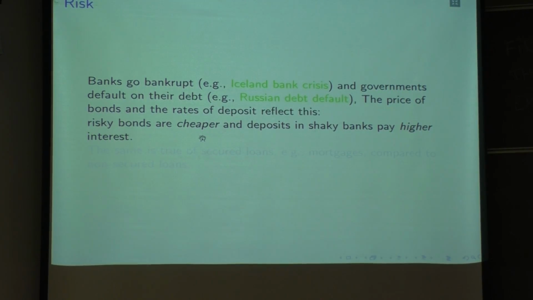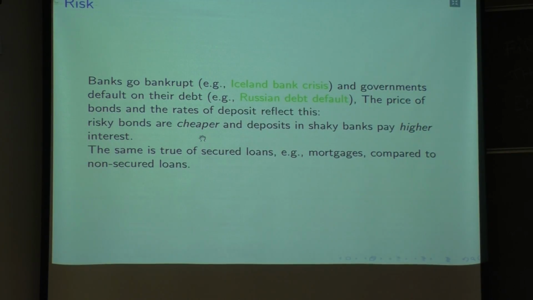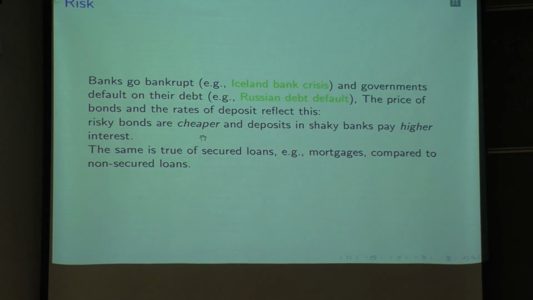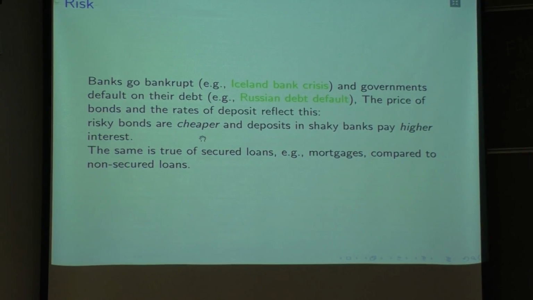And you can also see the effect of risk on prices of bonds and on interest rates when you compare secured loans to not secured loans. So what is a secured loan? You get a loan for buying a house. If you don't repay your loan, someone comes and takes your house. So the amount of money that the lender is going to lose is limited because they can always take your house, sell it, and get back their money. So when you take a loan to buy a house and your loan is secured by the house, you're going to pay a lower interest rate than when you go and take a loan to go on holiday.